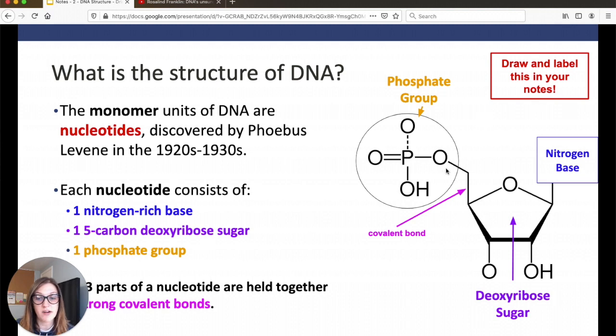And the three parts of this nucleotide are held together by strong covalent bonds. So all of these solid lines represent strong covalent bonds that hold all of the three parts of one nucleotide together. And that's important because there's a different type of bond in the DNA molecule coming up that we'll be learning about.